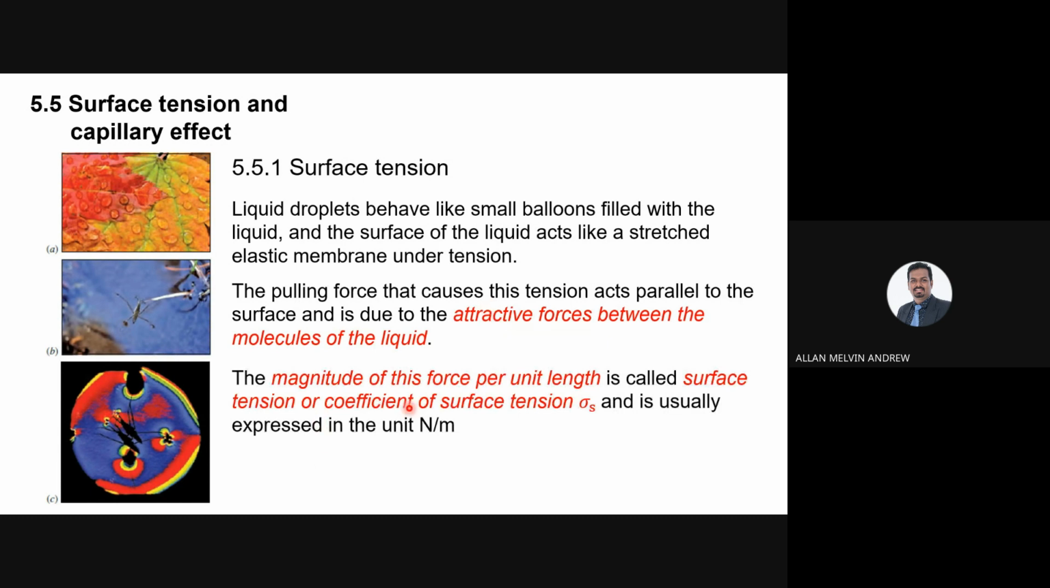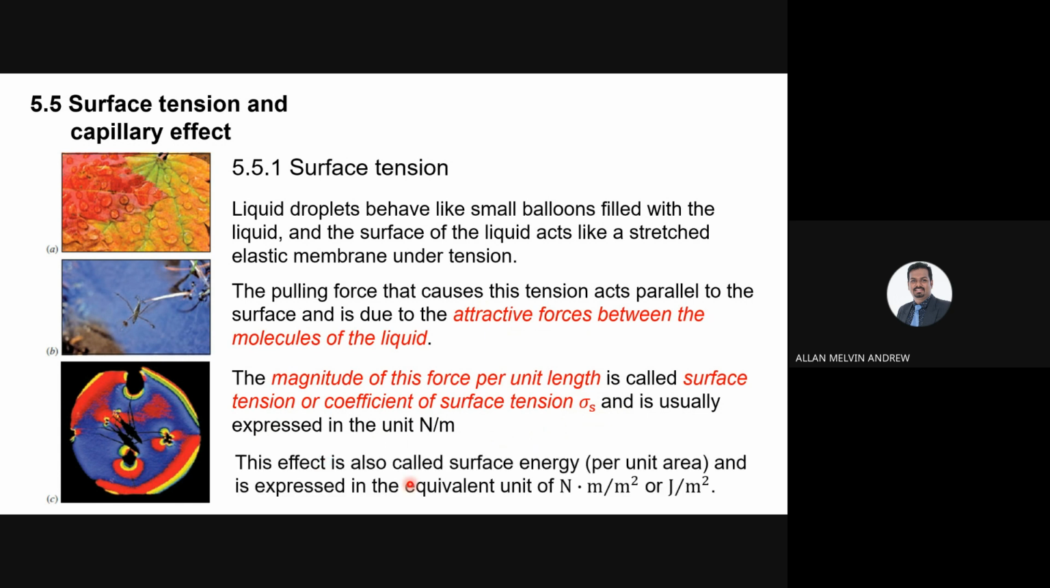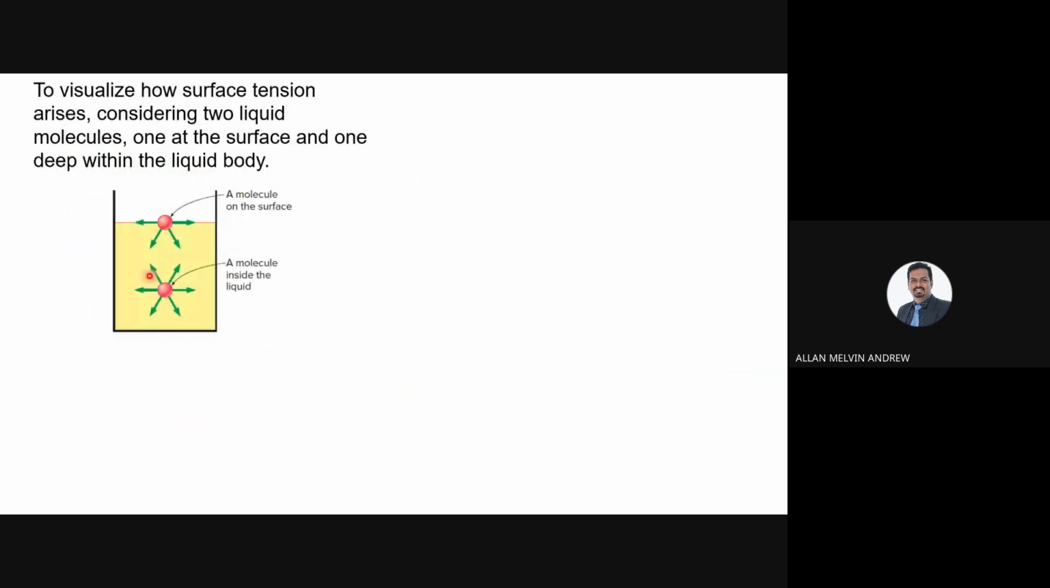The magnitude of this force per unit length is called surface tension or coefficient of surface tension. This is the symbol, and it is usually expressed in the unit Newton per meter. The effect is also called the surface energy per unit area and is expressed in the equivalent unit. Okay, so you can see.